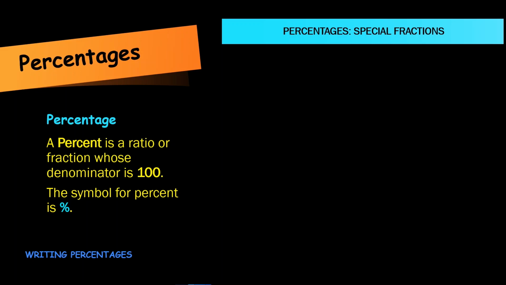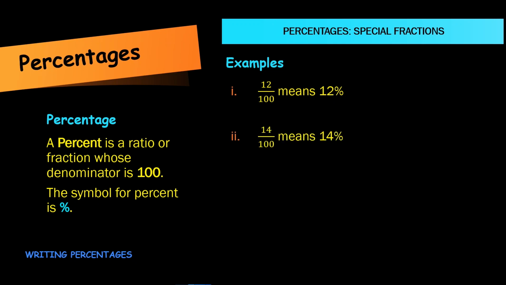Let's take a look at a few more examples. So 12 out of 100 is 12%. 14 out of 100 is 14%. 19 out of 100 is 19%. And 135 out of 100 is 135%.